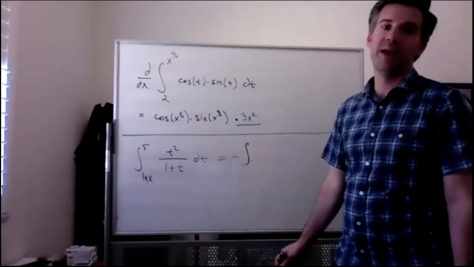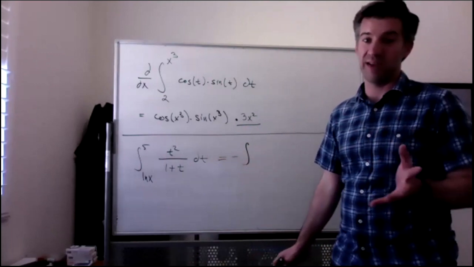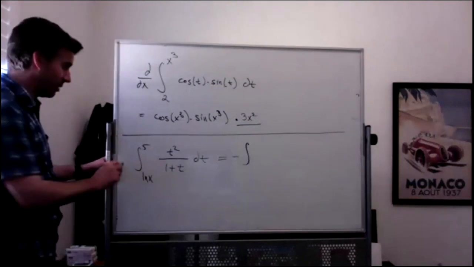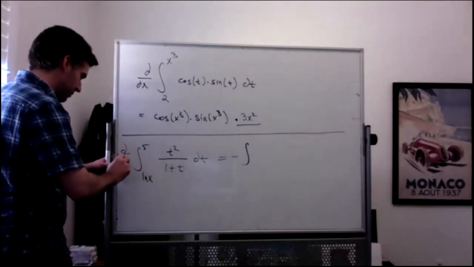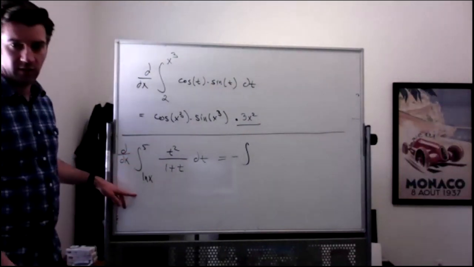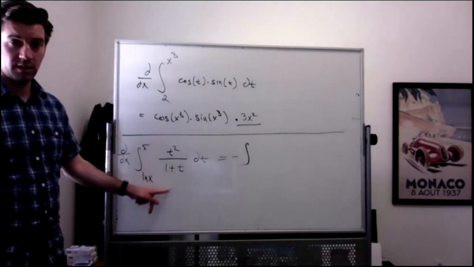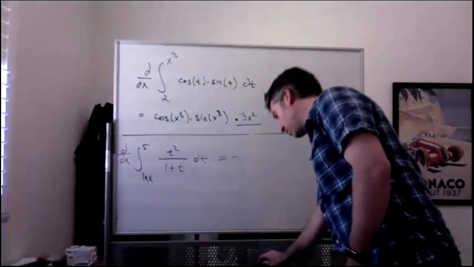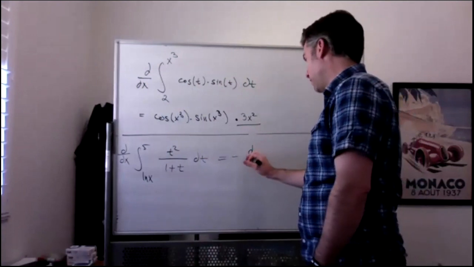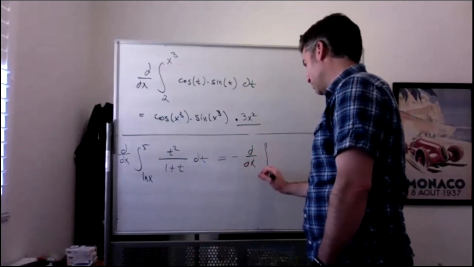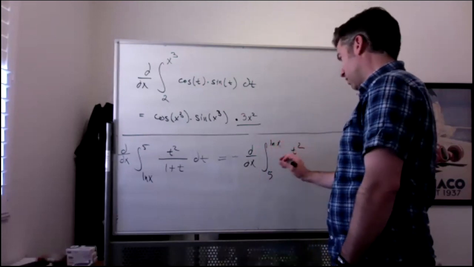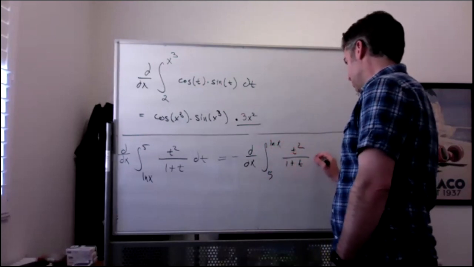Oh, you know what? I'm sorry. It might not have been super clear because I forgot the derivative symbol. I apologize. I meant to ask, what's the derivative of the integral from natural log of x to 5 of t squared over 1 plus t? And yes, you're exactly correct. It is equal to the negative of the derivative of the integral from 5 to natural log of x of t squared over 1 plus t dt.